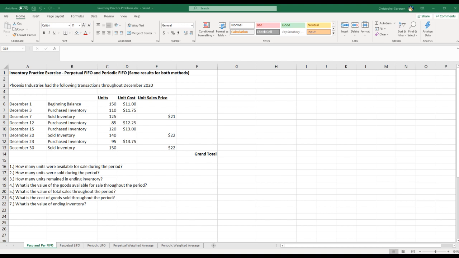Now, just as a refresher, FIFO stands for first in, first out. In other words, the first costs into inventory, the oldest costs, are going to be the first ones we pull out of inventory to move over to cost of goods sold. LIFO stands for last in, first out, meaning that the last costs or the latest costs into inventory are going to be the first ones to move out. So we're dealing with FIFO first of all.